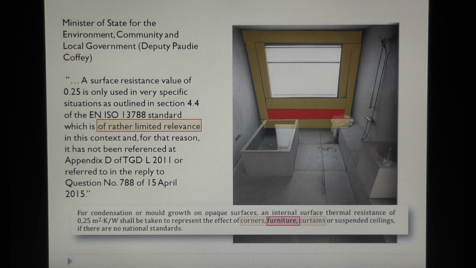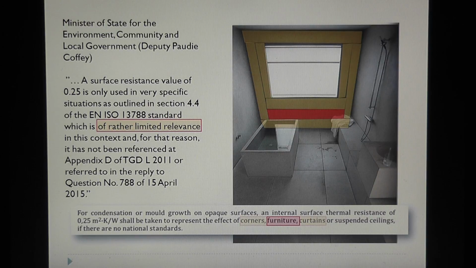So we're now at the point of seeing that actually in that room 100% of the wall surface is governed by the requirements to calculate it in relation to corners, furniture, curtains. So actually that's not of rather limited relevance, but it's actually 100% relevant to that particular wall.